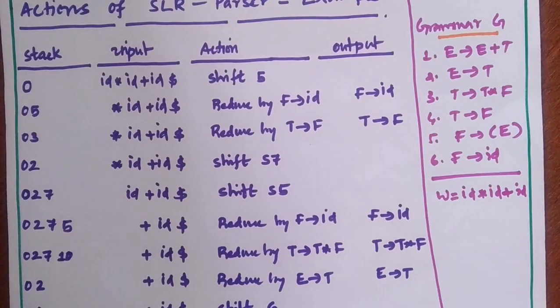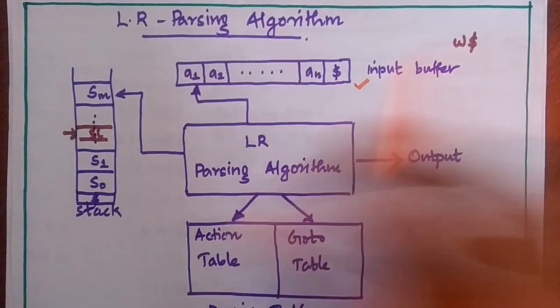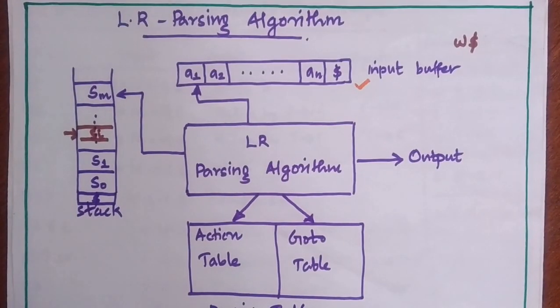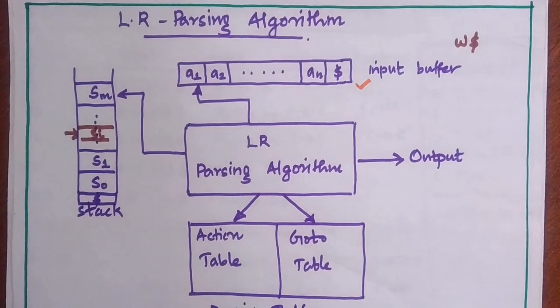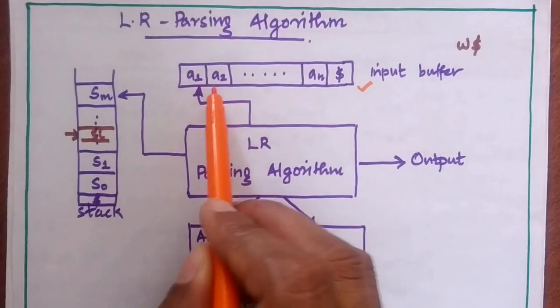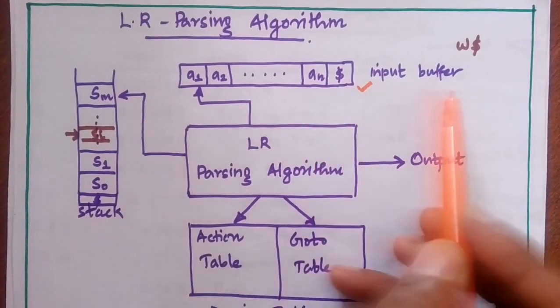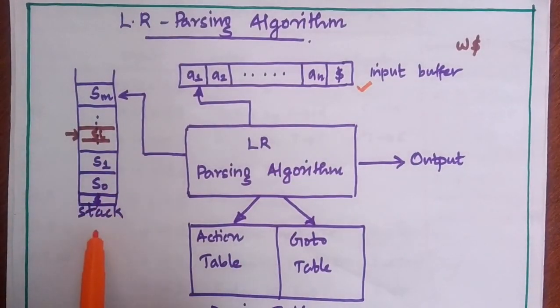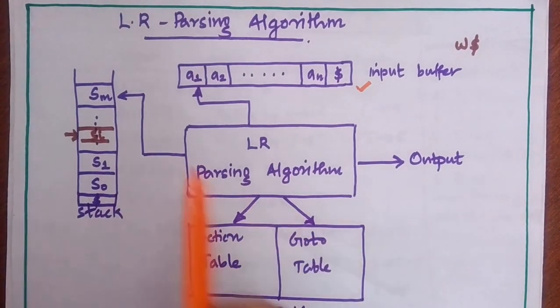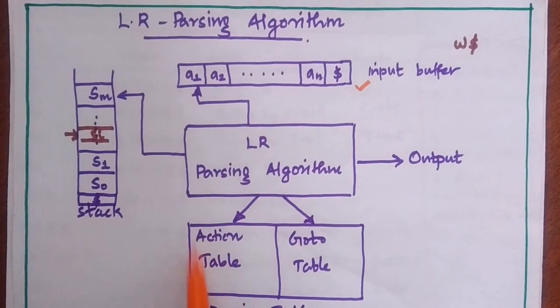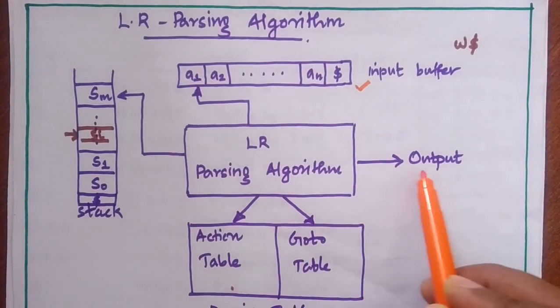And the parsing algorithm we have seen. This is the parsing algorithm. Generally every LR parser has the same algorithm. It consists of an input buffer where we store the input string, a stack where we store the states that the parser undergoes, a parsing algorithm, an action and a goto table, and the parsing algorithm will produce the output.